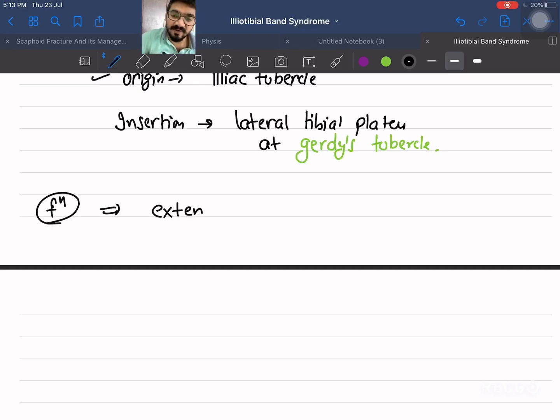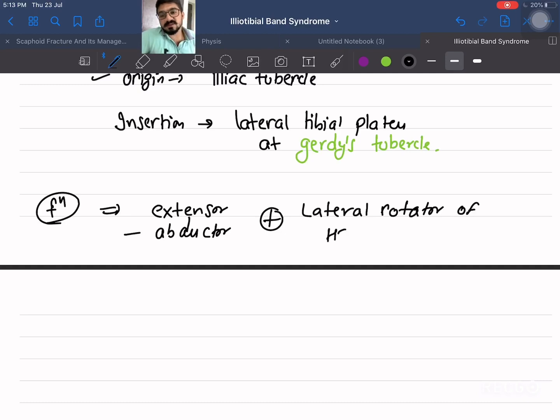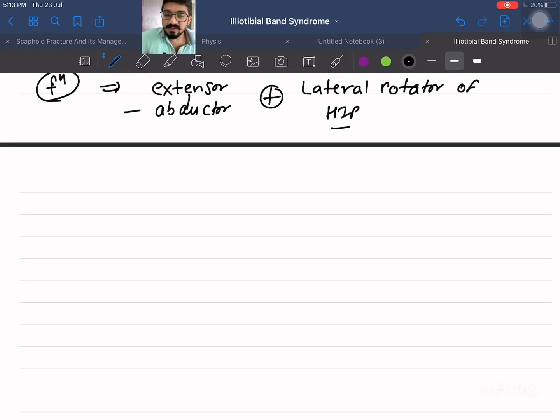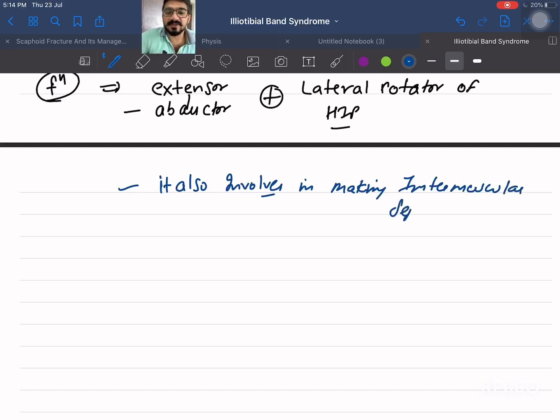Now, regarding the functions, it is involved in extension of the hip, abduction of the hip, and lateral rotation of the hip. This tract also sends some fibrous slips into the thigh towards the femur, creating the intermuscular septum as well.